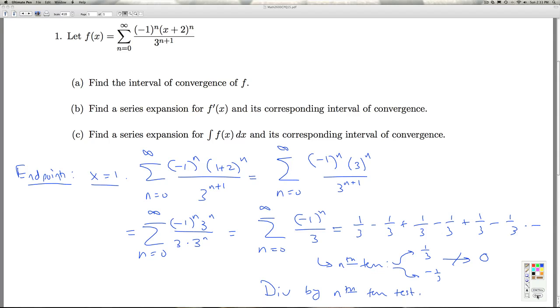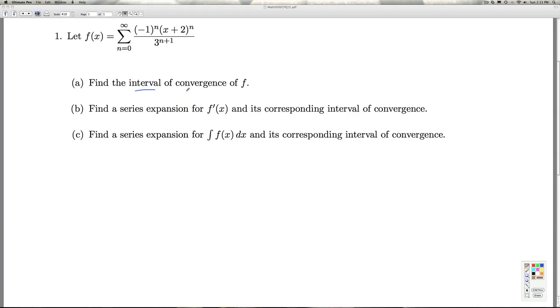All right, so what does that mean? The interval of convergence of f of x is just going to be from negative 5 up to 1, and I have to leave off both the endpoints. So that'll do it for part A.